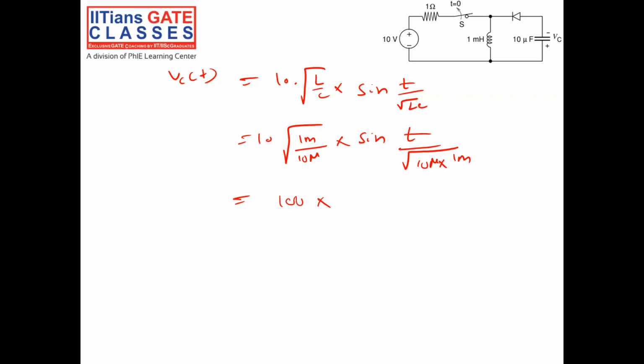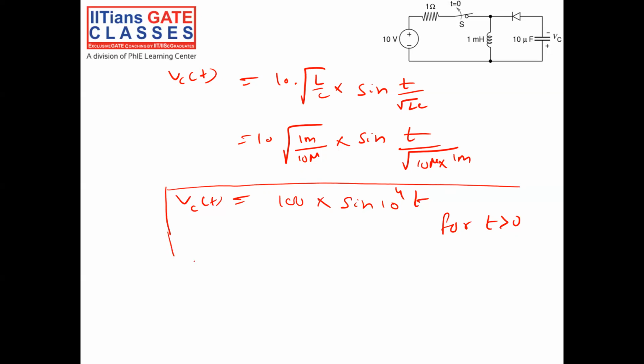Just a minute. So I got sin 10 power of 4t is my Vc of t for t greater than 0. For t greater than 0. Wait, this is the answer.